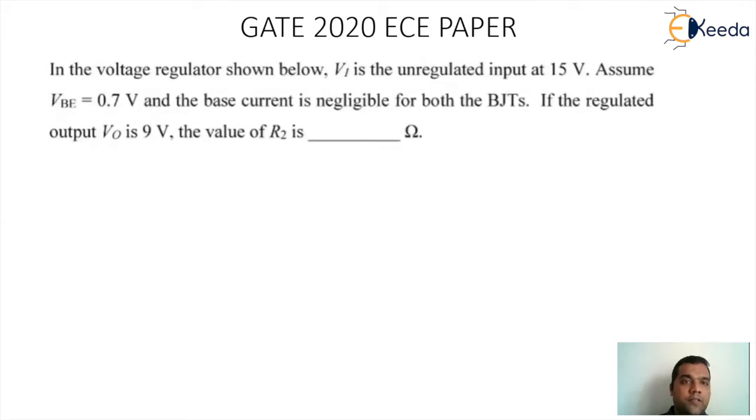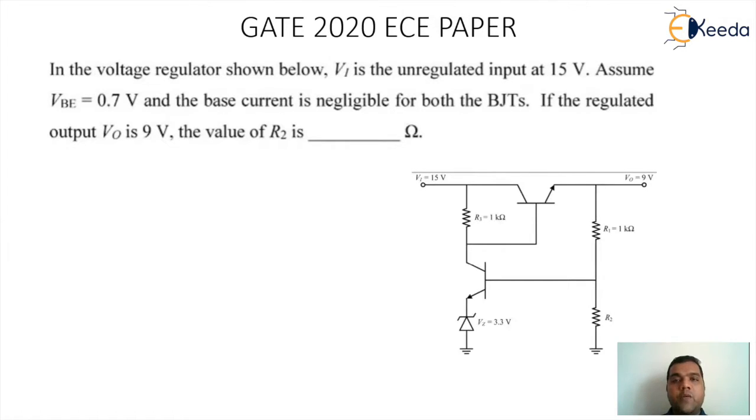And the question is, in the voltage regulator shown below, so this is a circuitry given to us. Vi is unregulated input at 15 volt. Assume VBE equal to 0.7 volt and base current is negligible for both BJTs. If the regulated output is 9 volt, the value of R2 is dash ohm.